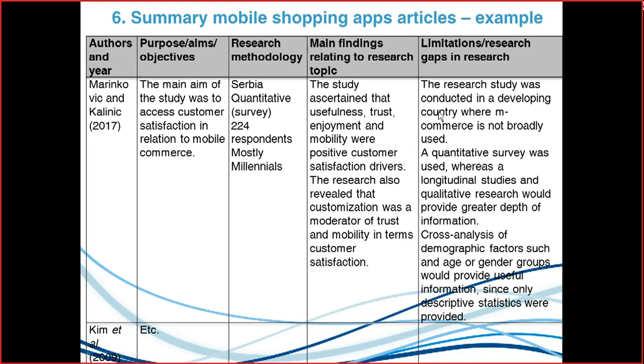So, for example, the research was conducted in a developing country where M-commerce is not used. A quantitative survey is used, whereas longitudinal studies could be used. Cross-analysis of demographic factors would provide useful information. So they could have just listed demographic factors but not done cross-tabulation.